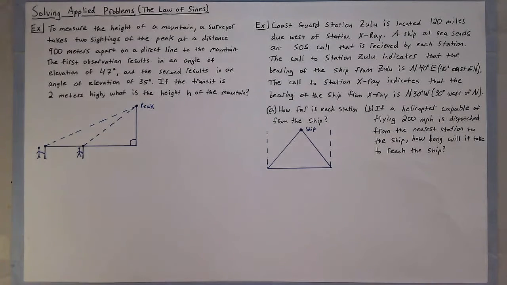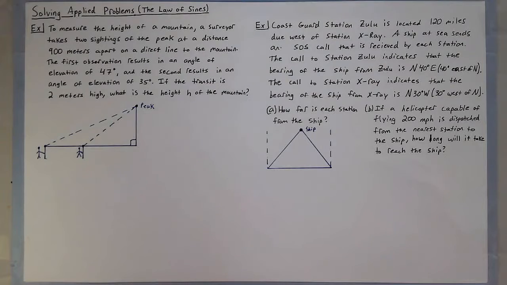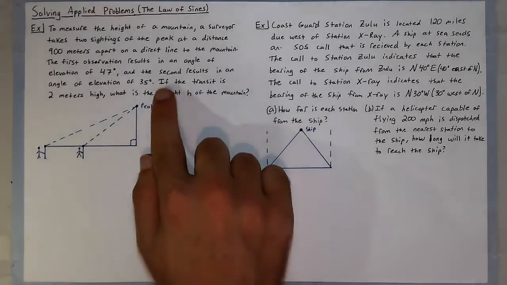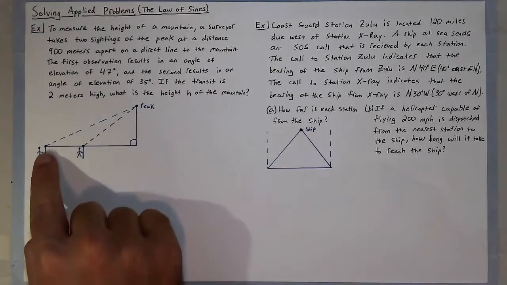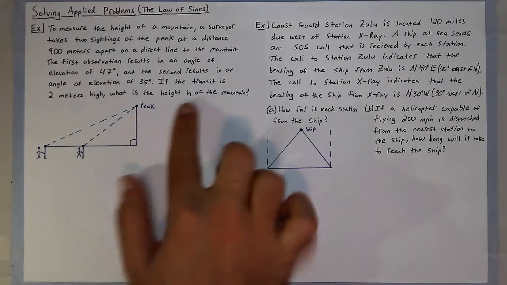In this video, we're going to learn how to solve applied problems using the law of sines. In our first example, to measure the height of a mountain, a surveyor takes two sightings of the peak at a distance of 900 meters apart. The first observation results in an angle of elevation of 47 degrees, and the second results in an angle of elevation of 35 degrees. Now, if the transit is 2 meters high, that's usually what you use to measure those angles of elevation. What is the height of the mountain?